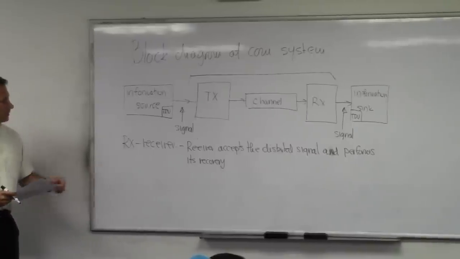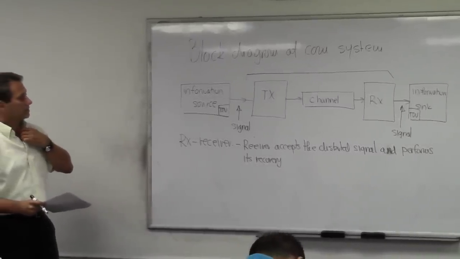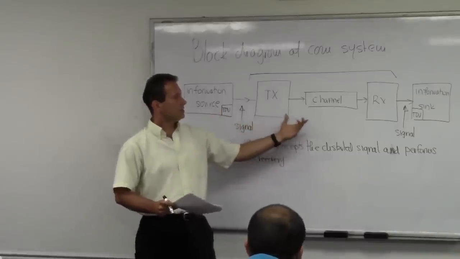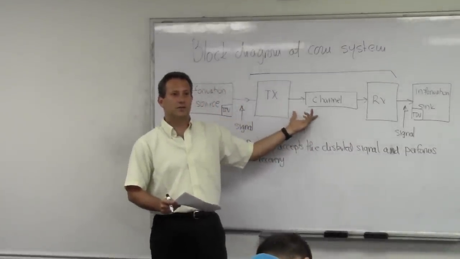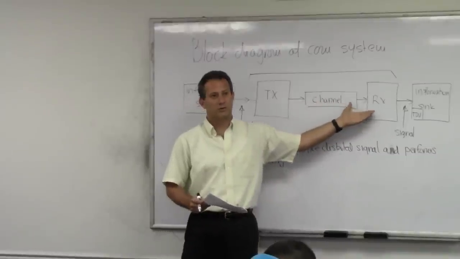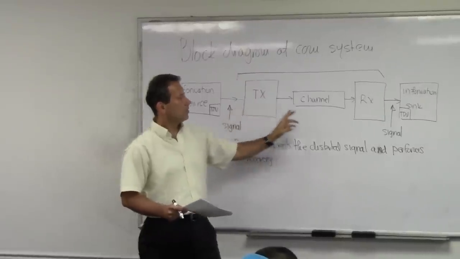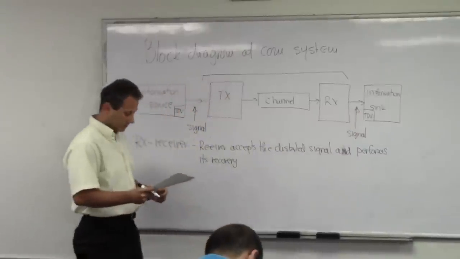And as I said, there's a lot of tasks that it needs to do. We'll talk about some of these tasks. But in essence, whatever the transmitter does to the signal, the receiver needs to undo. Whatever the channel does to the signal, the receiver needs to undo, so that whatever came into this system, hopefully something very similar comes out at the output of the system.